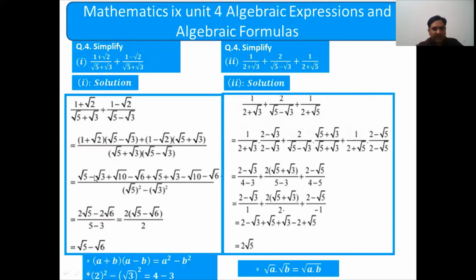Now you can see that this is minus square root of 3 and this is plus square root of 3, so this cancels out with this one. This is plus square root of 10 and this is minus square root of 10, so this cancels out with this one. Here is minus. So now we are left with square root of 5 here and square root of 5 here.